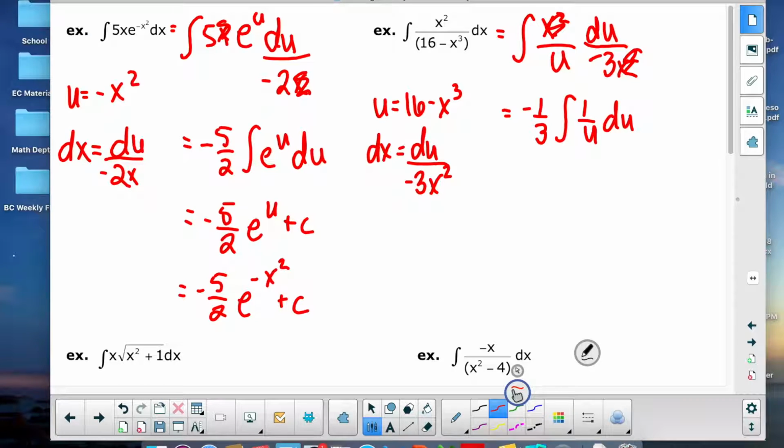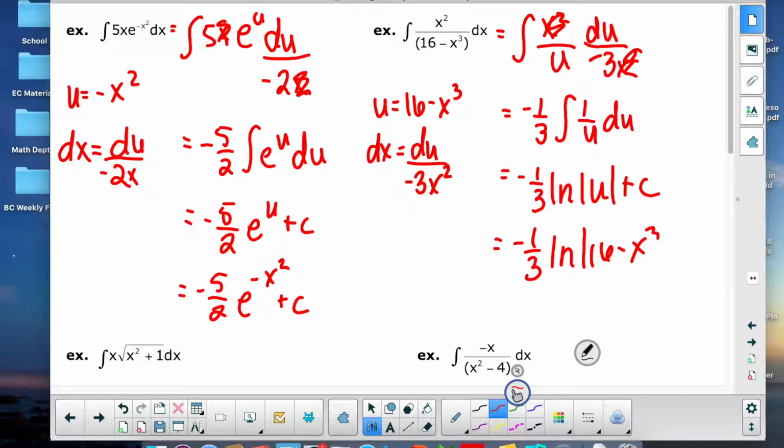That's the natural log. Say it louder. That's the natural log, isn't it? The integral of 1 over u, natural log, right? Yes. Hey, that's our natural log function. And then our final step is to go back and plug back in.